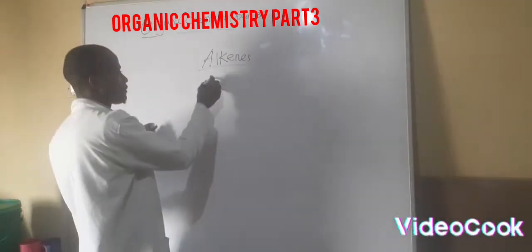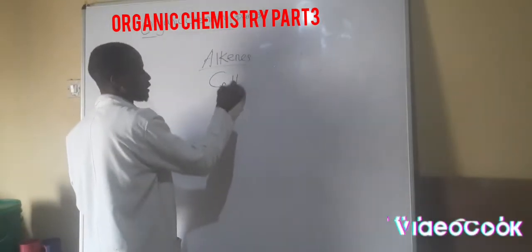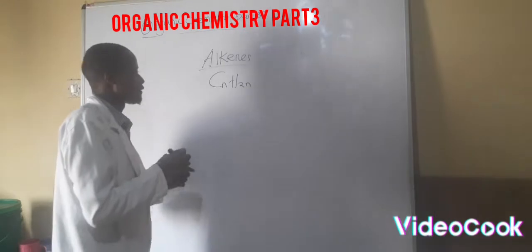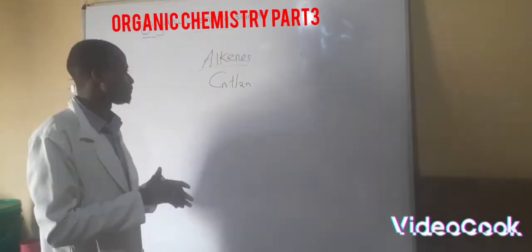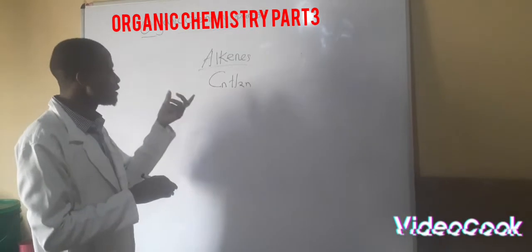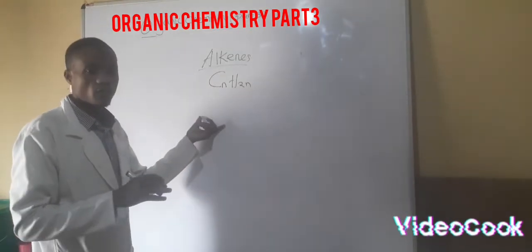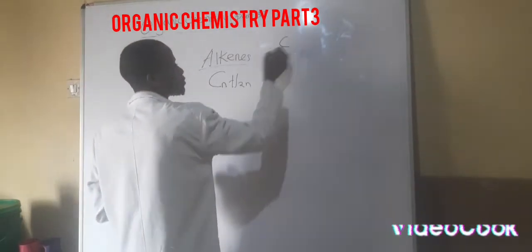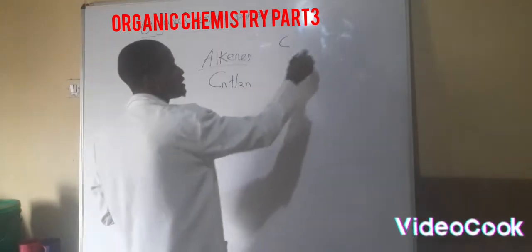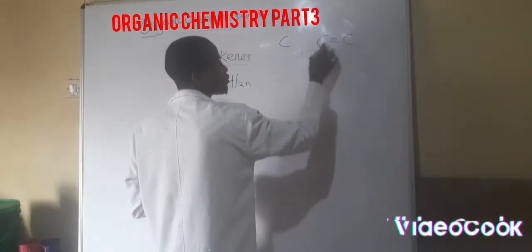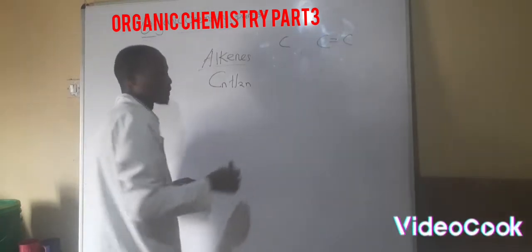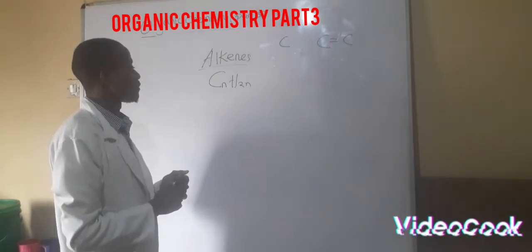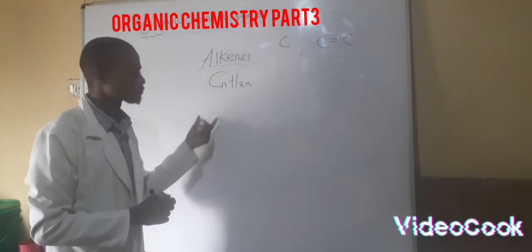They have the general molecular formula of CnH2n. Because alkenes need a double bond between carbon and carbon, we do not have an alkene with one carbon. Therefore, alkenes start with a compound with two carbons. So the first alkene has two carbons.